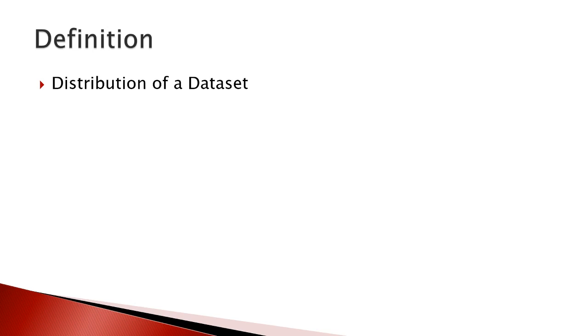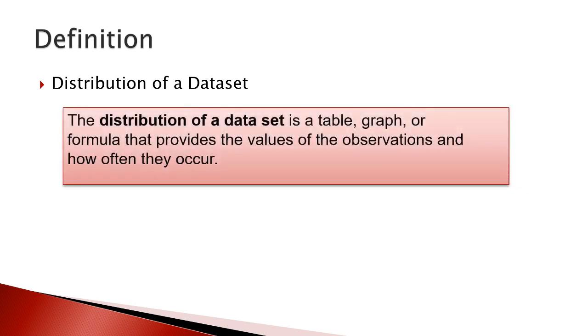The distribution of a dataset. The distribution of a dataset is a table, graph, or formula that provides the values of the observations and how often they occur. That is the basic definition of the distribution of a dataset. It's a table, graph, or formula that provides the values of the observations and how often they occur.